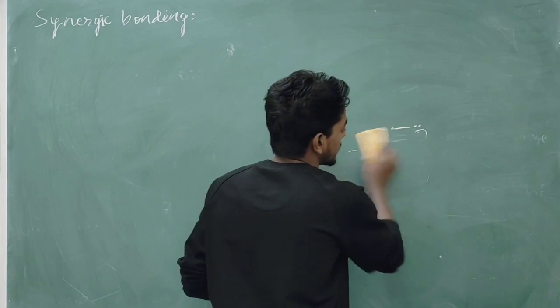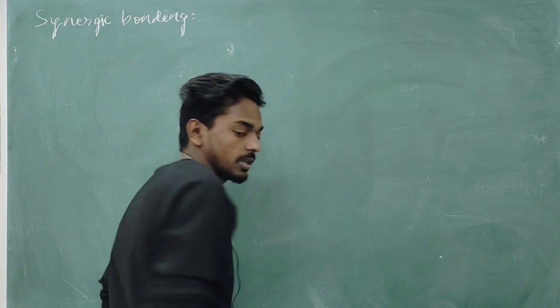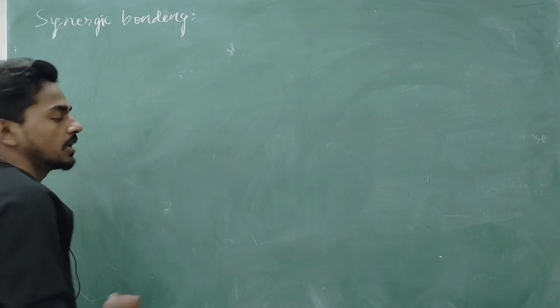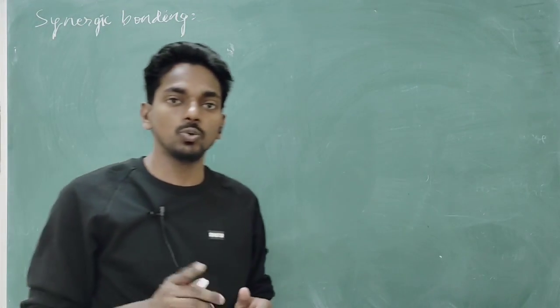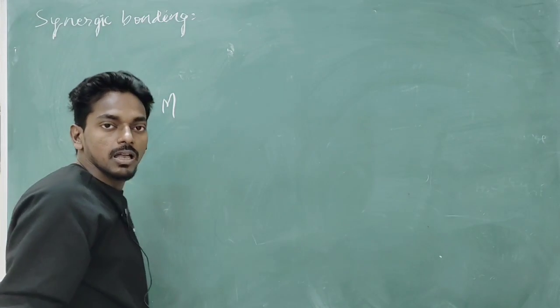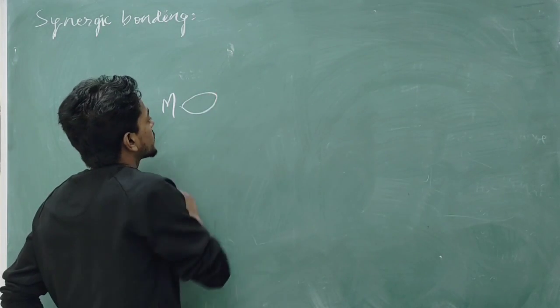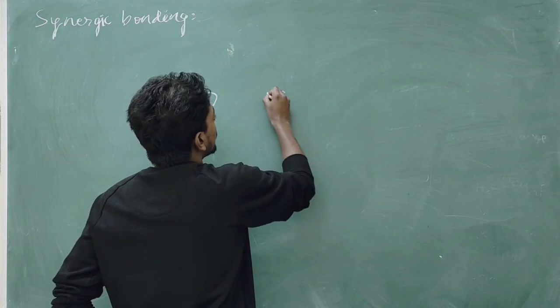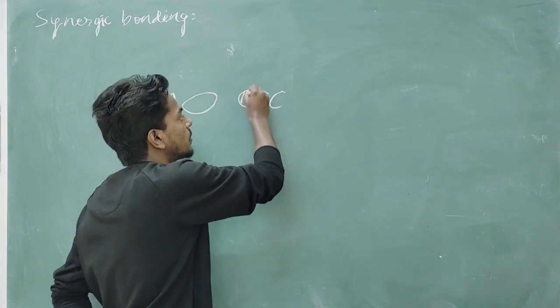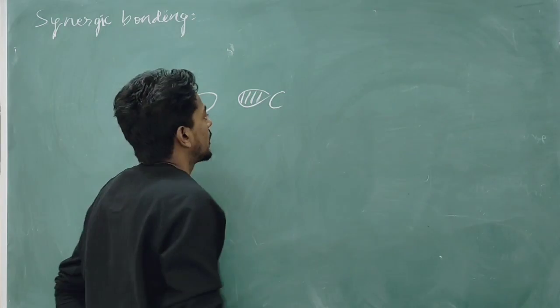Now let us understand synergic bonding. What is synergic bonding? As I have already said, it is a special type of bonding. Synergic bonding takes place in two steps. In the first step, the central metal atom has a vacant hybrid orbital and carbon has a filled non-bonding molecular orbital. I am showing the filled molecular orbital by a shaded area.